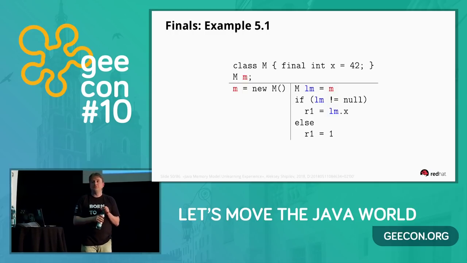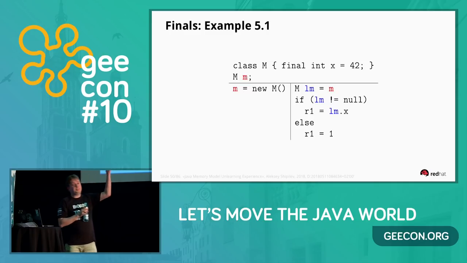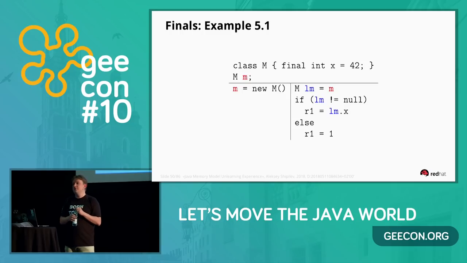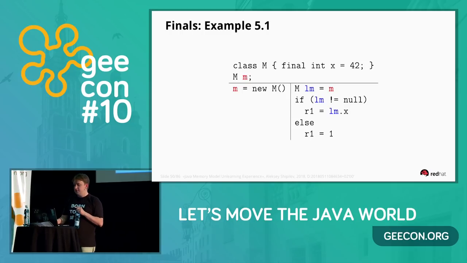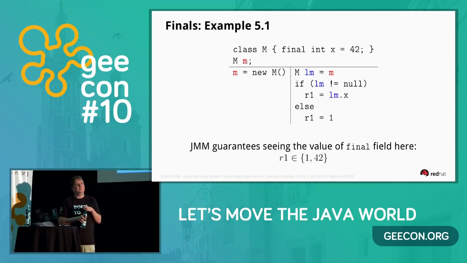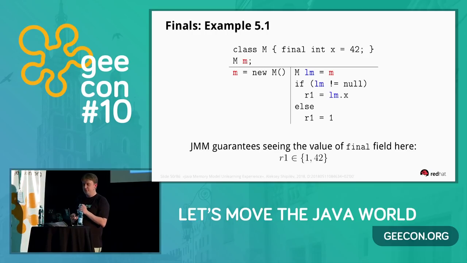Who is for 0? Who is for 1? Certainly, you can read null, and R1 would be 1. Who is for 42? All right. So yeah, JMM basically says, yes, if that field is final, then it's 1 or 42.